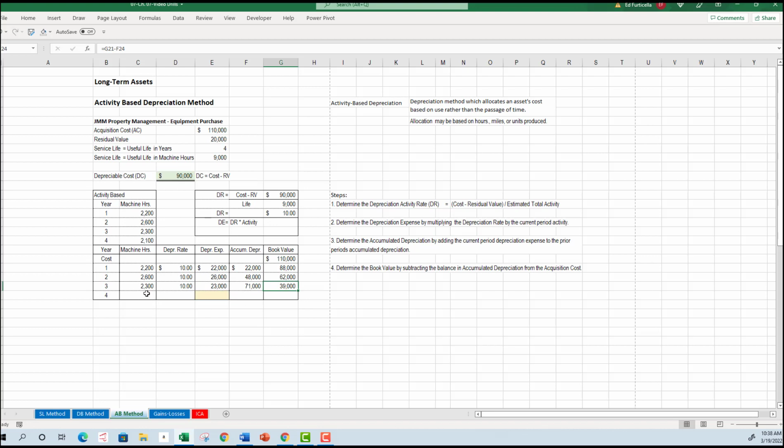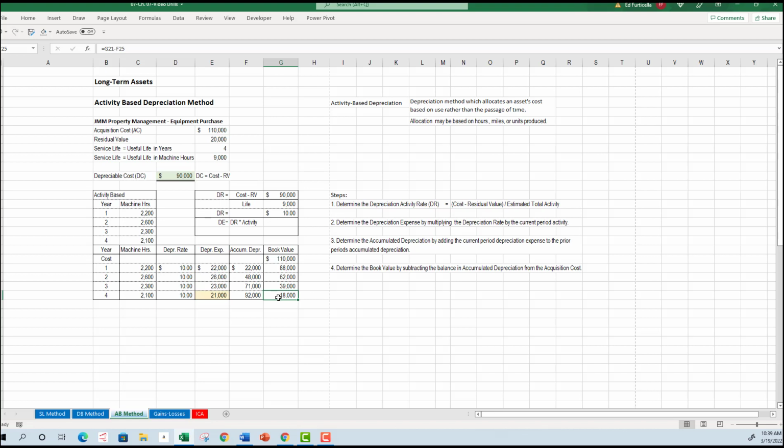During year 4, we used the equipment for 2,100 machine hours. 2,100 machine hours times the $10 rate gives us depreciation expense of $21,000. The accumulated depreciation then would be the $21,000 depreciation for the current year plus the accumulated depreciation of $71,000 for the prior year, or $92,000. The book value then is the acquisition cost minus the accumulated depreciation balance, or $110,000 minus $92,000, to give us $18,000. We have a problem here.